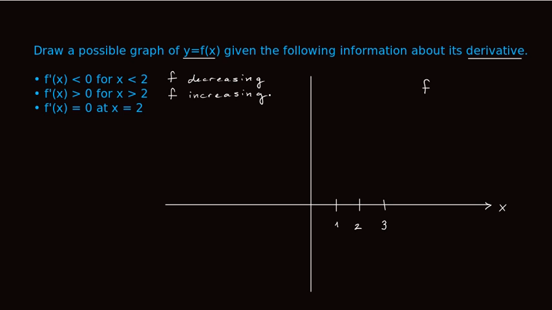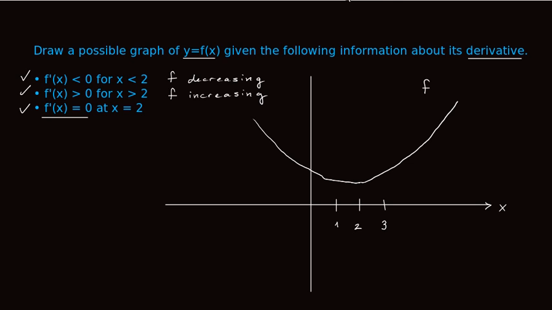Okay, so now let's use this to draw our graph. Before 2, all the way up until 2, we are decreasing. So that means I'll draw the graph something like this. And then at 2, I have to have a horizontal tangent line because the derivative is 0. After 2, when x is bigger than 2, the derivative is positive, so f is increasing. So I start increasing. And that's it. That's a possible graph of our function f that satisfies these three conditions.